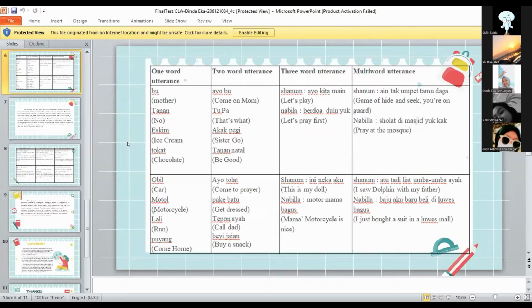The table describes the process of acquiring syntax of the subjects. One word utterance, bu or mother. Two word utterance, ayo bu, come on mom. Three word utterance, Sanum says, ayo kita main, let's play. Nabila says, berdoa dulu yuk, let's pray first. Multi word utterance, Sanum says, tak umpet tamu daga, game of hide and seek. Nabila says, sholat di masjid yuk kak, pray at the mosque.